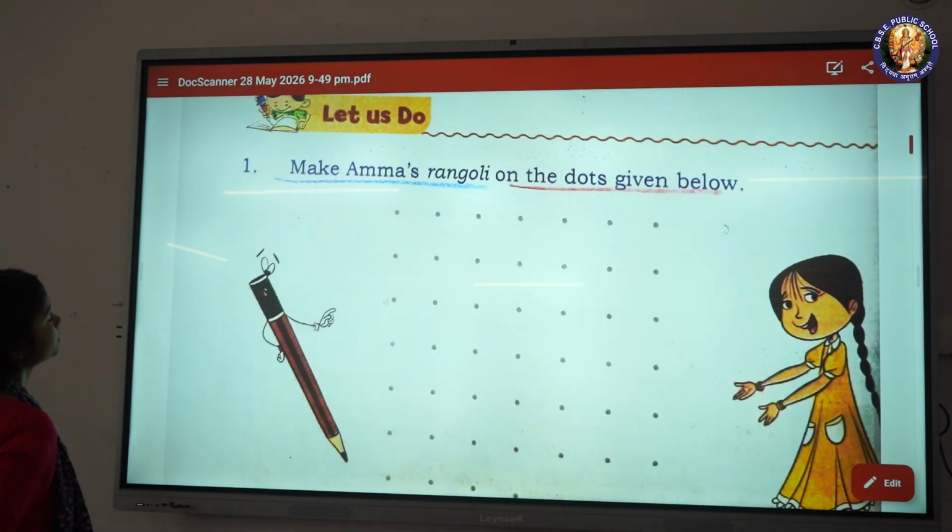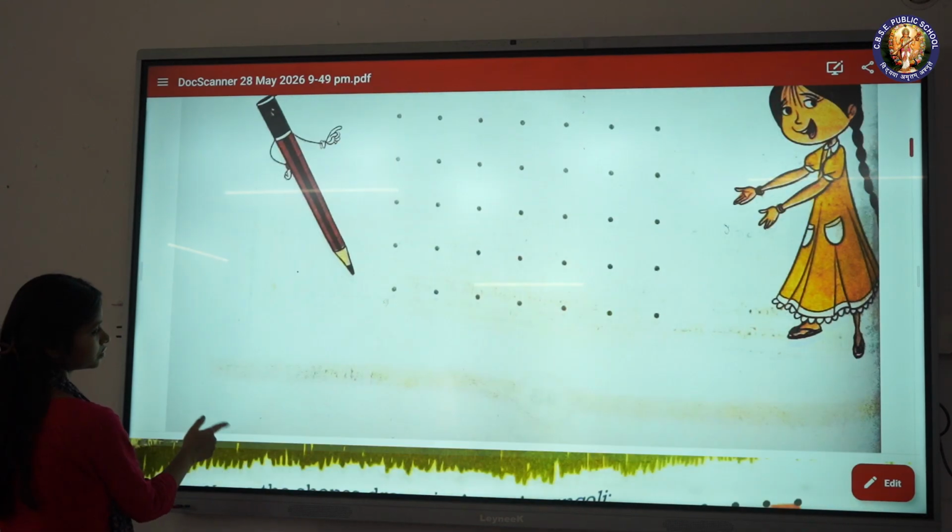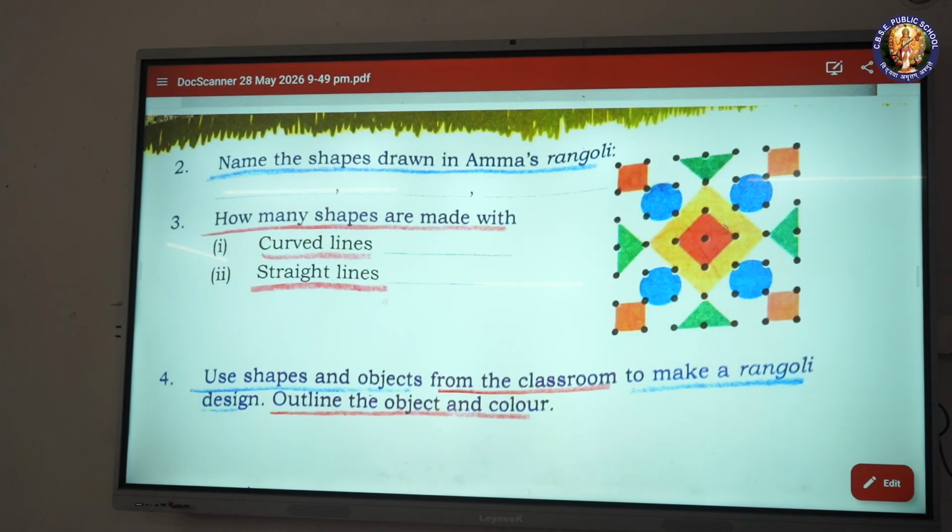Let us do. 1. Make Amma's rangoli on the dots given below. 2. Name the shapes drawn in Amma's rangoli. 3. How many shapes are made with 1st, curved lines, 2nd, straight lines.